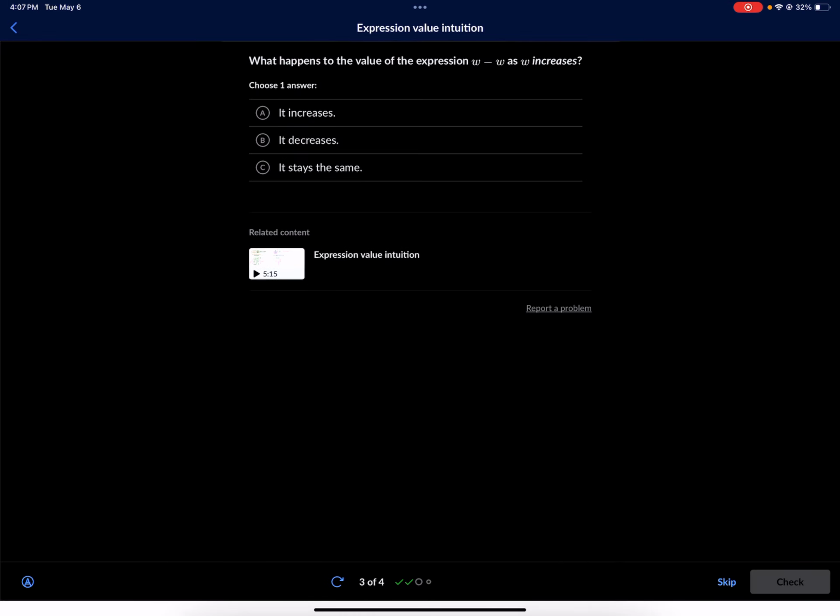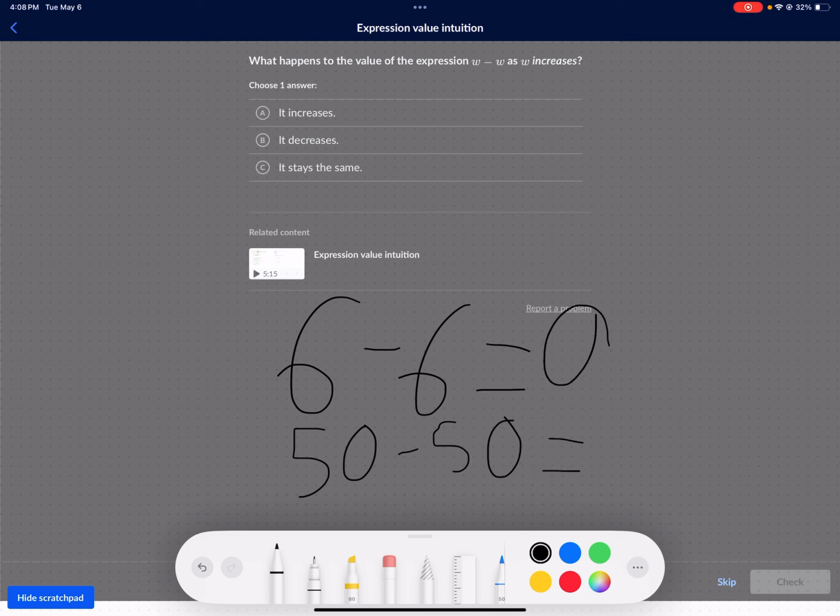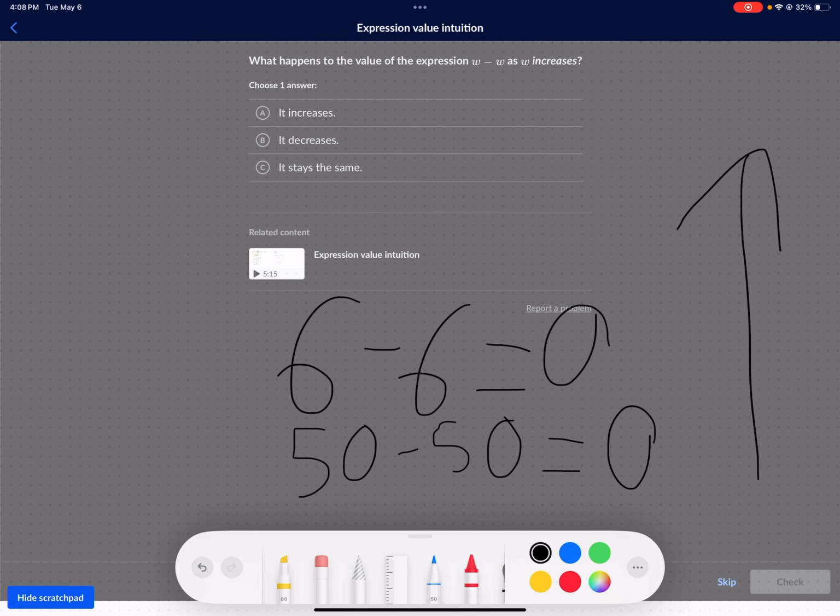Let's do this. What happens to the value of the expression w minus w as w increases? Now, w minus w, let's just say it was 6 minus 6, and then it increased to 50 minus 50. So what is 6 minus 6? It's 0, and what's 50 minus 50? It's 0.